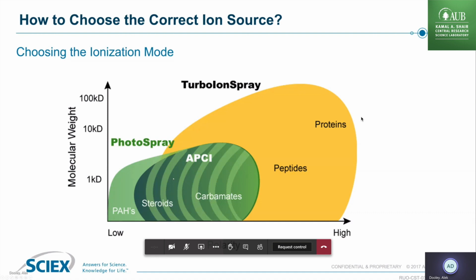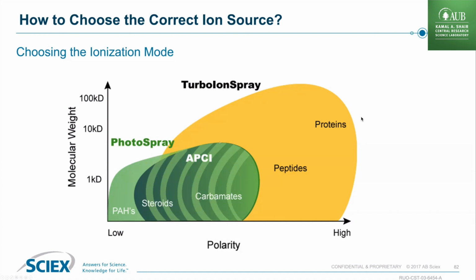APCI is this striped region. And you see most of the APCI and the electrospray overlaps. So most of the advantages that you get from APCI, you can probably get from electrospray as well. There's just a very narrow band here where a few steroids might work better by APCI.